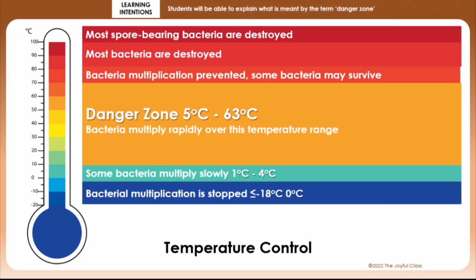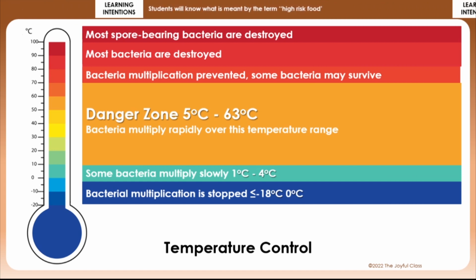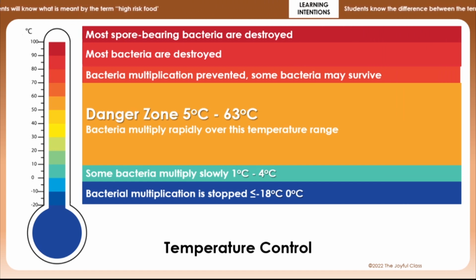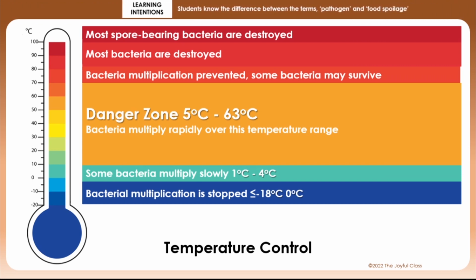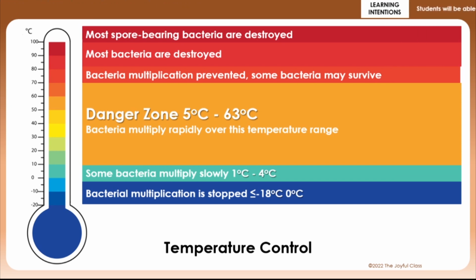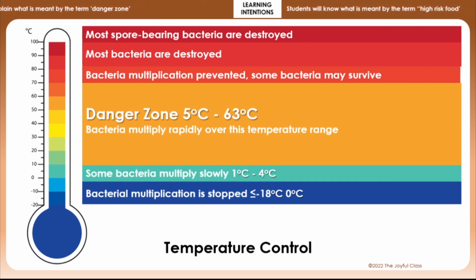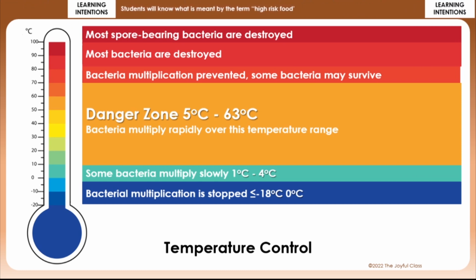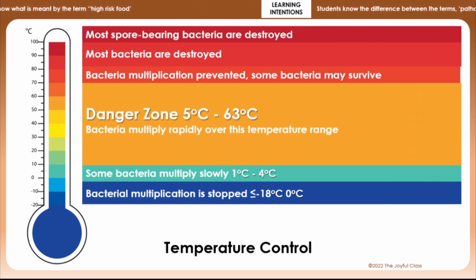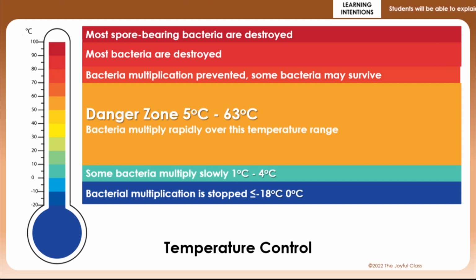The temperature range in which bacteria multiply is between 5 and 63 degrees. Above 100 degrees, most spore-bearing bacteria are destroyed. Some bacteria slow down between 1 and 4 degrees. Multiplication of bacteria is stopped below minus 18 degrees; it's not killed, it just goes to sleep.